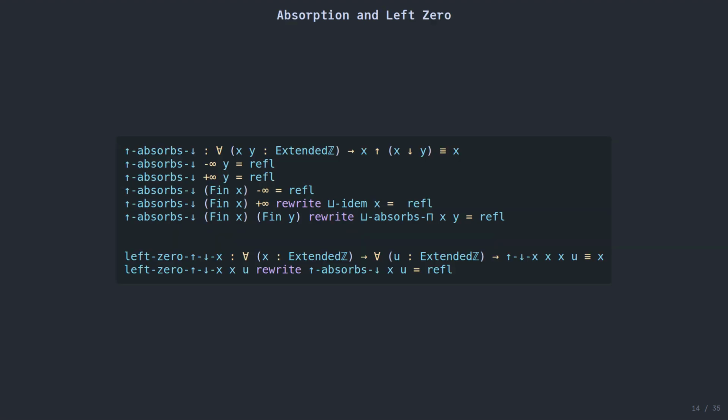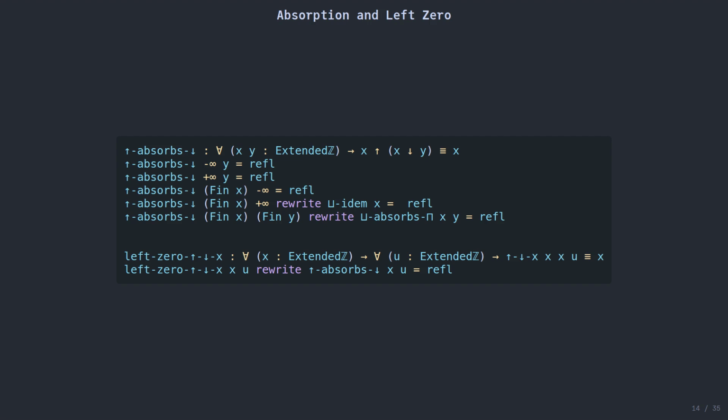Bird then goes one step further and introduces the notion of a left zero. He observes that the up and down operators absorb each other. Given any pair of numbers, x and y, the maximum of x and the minimum of x and y is always just x. The proof goes by simple pattern matching. In every case, the result is self-evident.